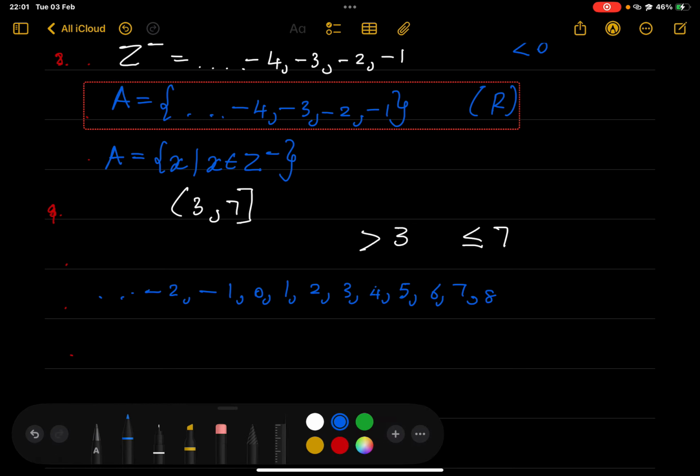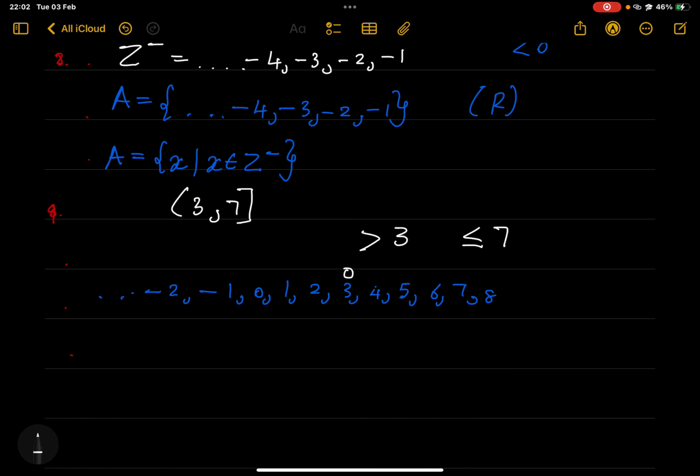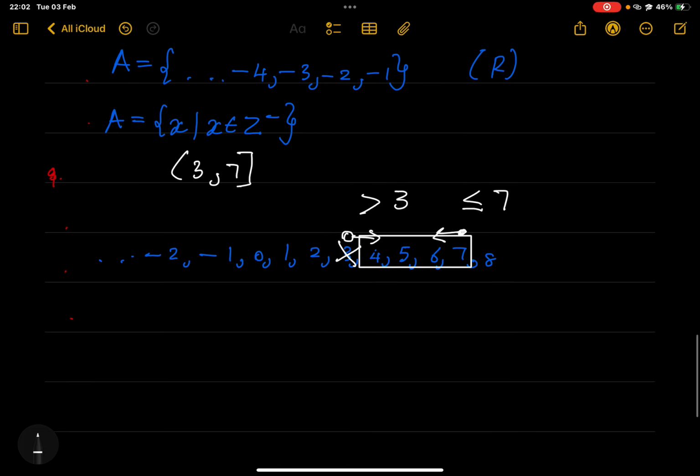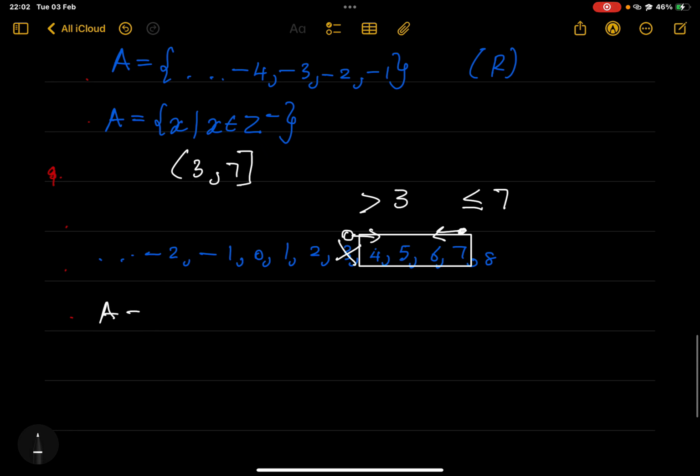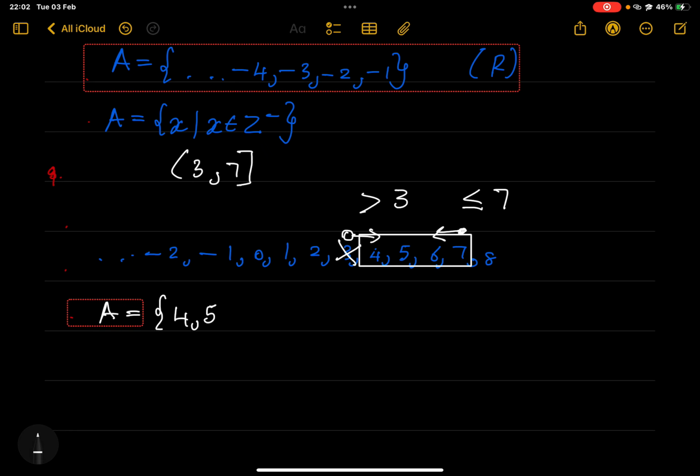So they are saying those integers must be greater than 3. They must be greater than this number, which means this number must not be included. And then they must be less or equal to 7, which means this number must be included. So you are going to remove this number since it's not included. We are going to only take these 4 numbers. So when we are listing them, we get that those elements are only 4, 5, 6 and 7.